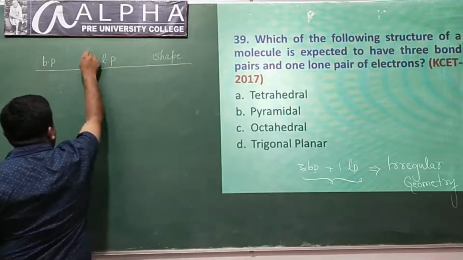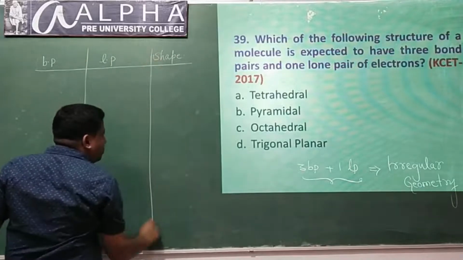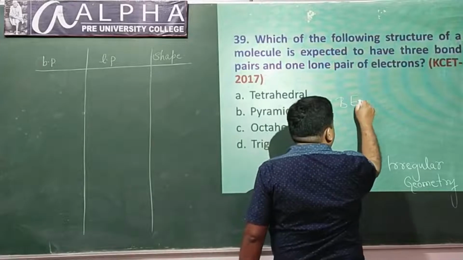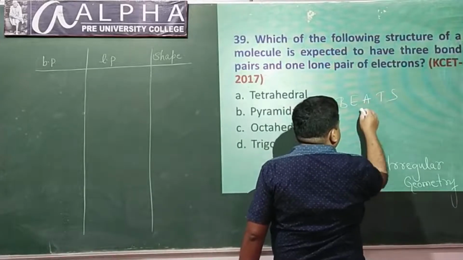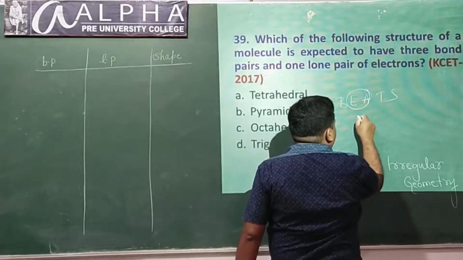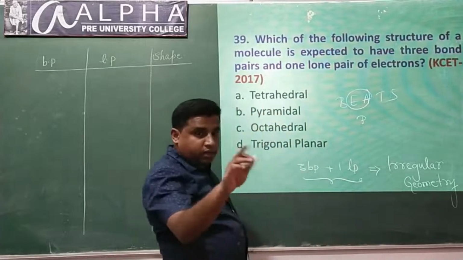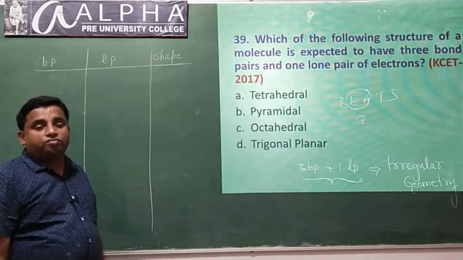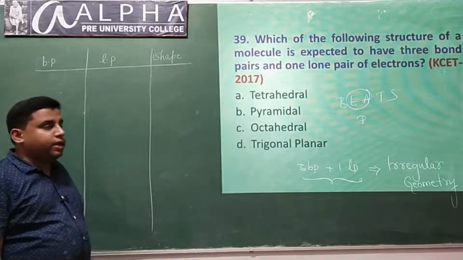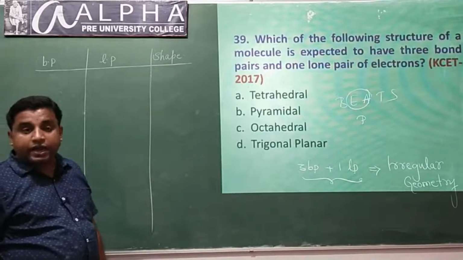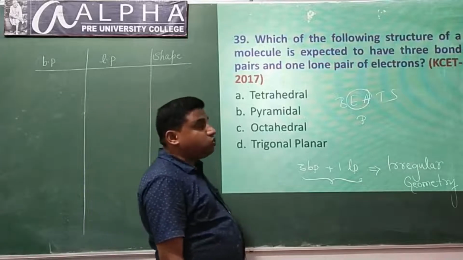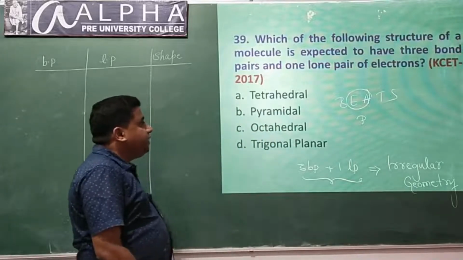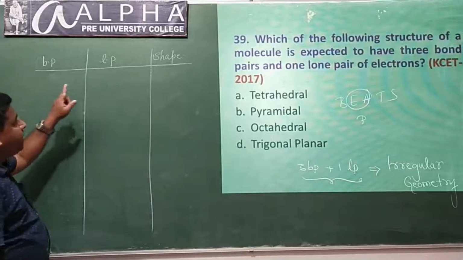Do you remember I asked you to remember a word called BEATS, B, E, A, T, S? Replace EA by P. That is why I am asking you to watch each and every video of mine seriously, because it has been asked in Karnataka CET 2017. So, bond pair, lone pair and shape.